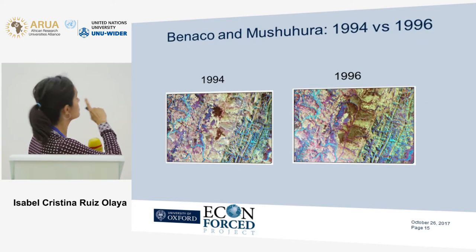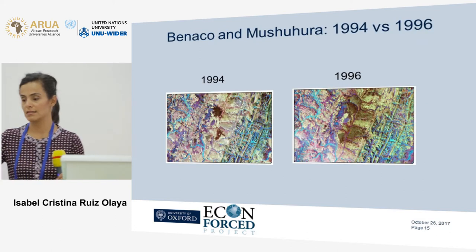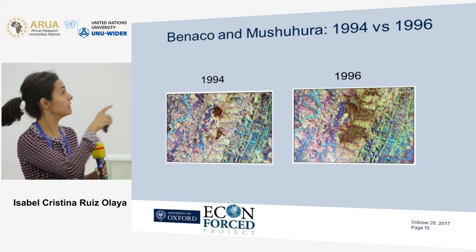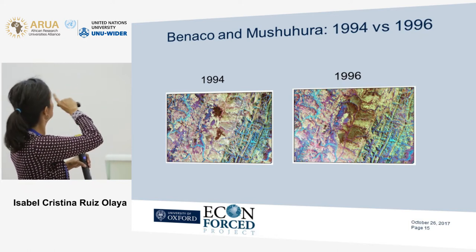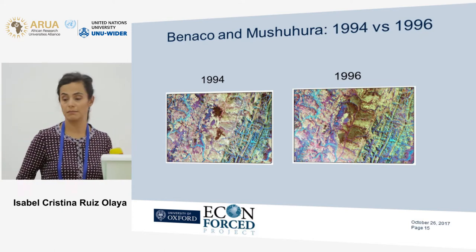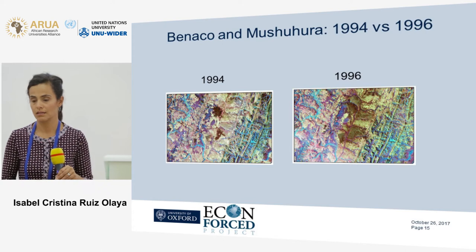What this shows is the green areas and the parts that are less green, the ones in dark. And you see how by 1996, there's been some environmental degradation.